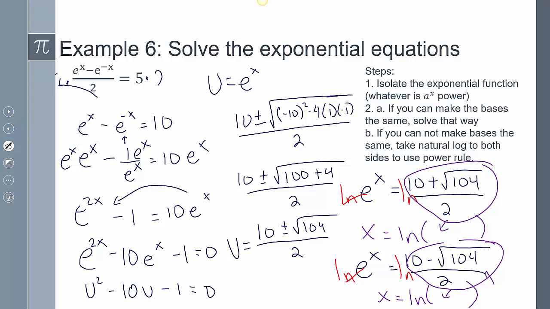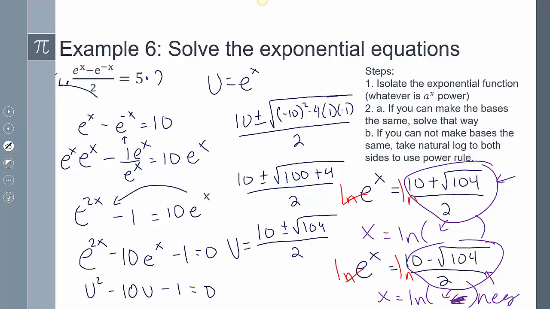Now just remember, we might have a negative inside. The square root of 104 looks like that's bigger than 10, because the square root of 100 is 10. So if that's larger than 10, that means the negative's larger, so this looks like that's not going to work, because I'm going to end up with a negative inside that logarithm. So it doesn't look like that would work. So whatever this would be is the approximate inside the logarithm. That's going to be our answer.